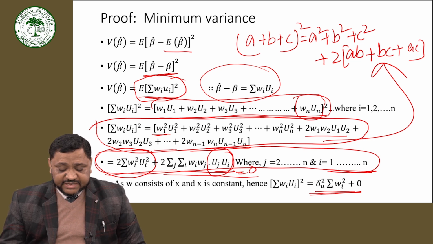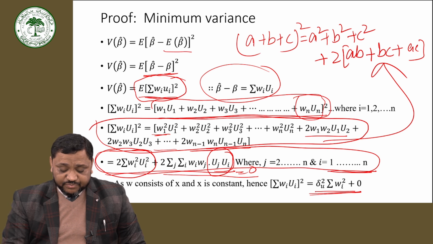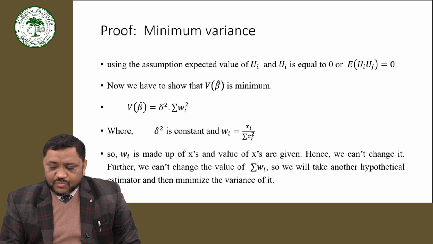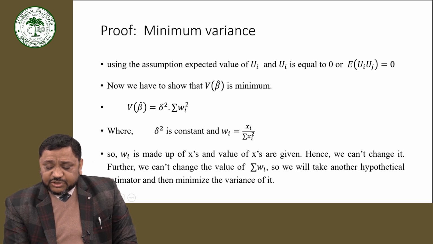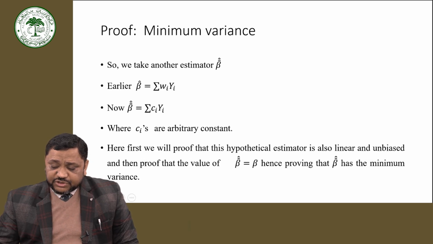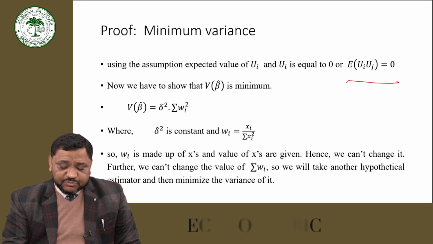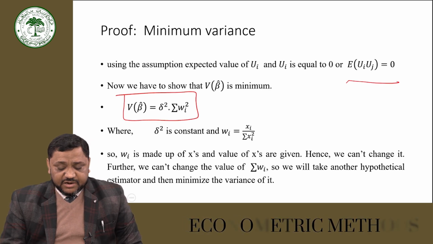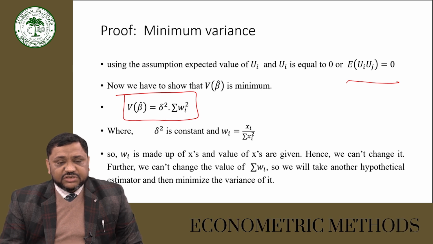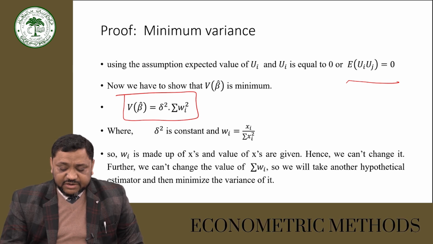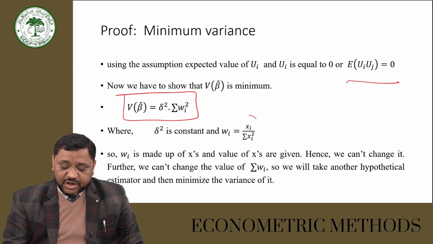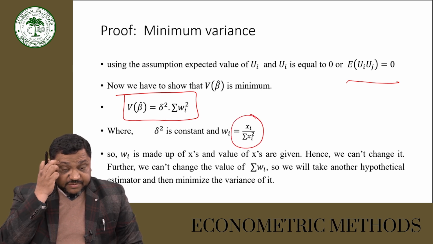Summation wi square is as it is, and this ui square, the expected value, we can say is equal to sigma square, the variance. Now using the assumption that ui and uj is equal to 0, that becomes 0. So finally the variance of beta hat is equal to sigma square multiplied by summation wi square, and summation wi square is equal to 1 over summation xi square.